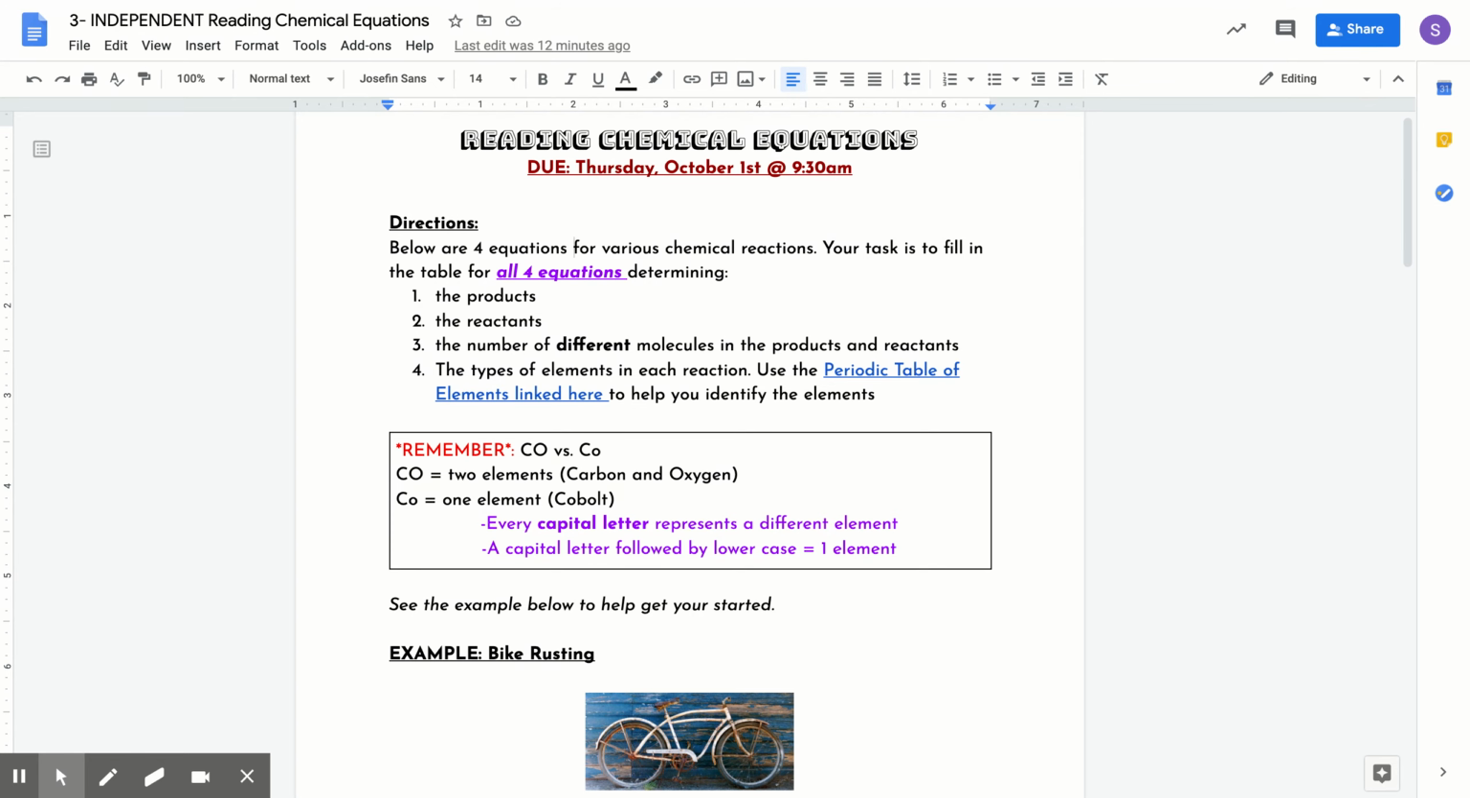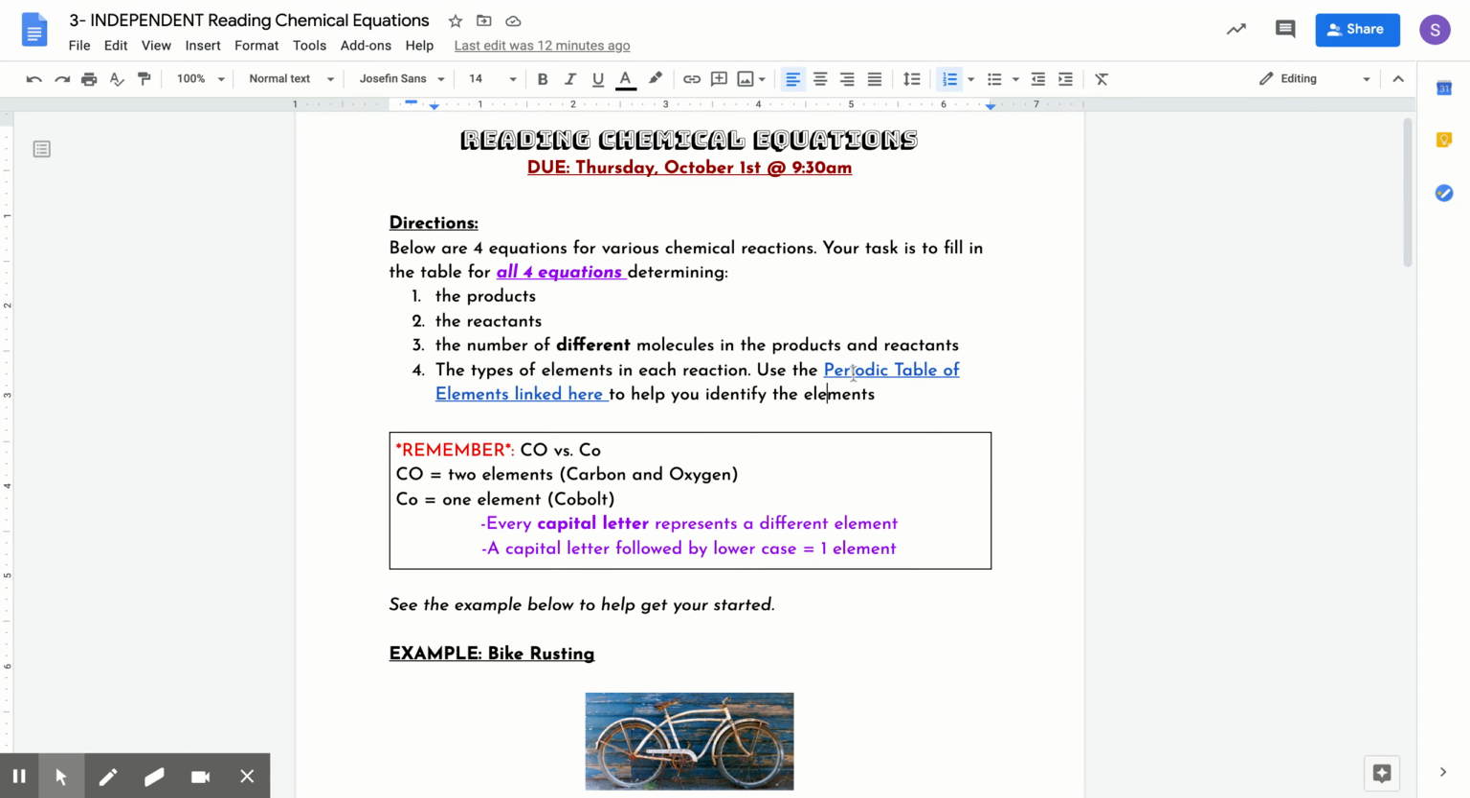So for your independent work tonight, you're going to look at 4 different chemical equations for different chemical reactions. And your task is to fill in the table for all 4 equations determining the products, the reactants, the number of different molecules in the products and the reactants, and the types of elements in each reaction.